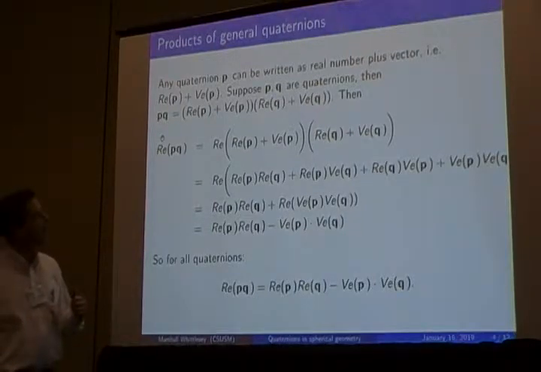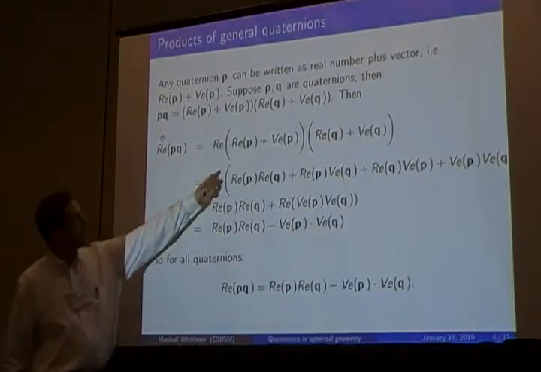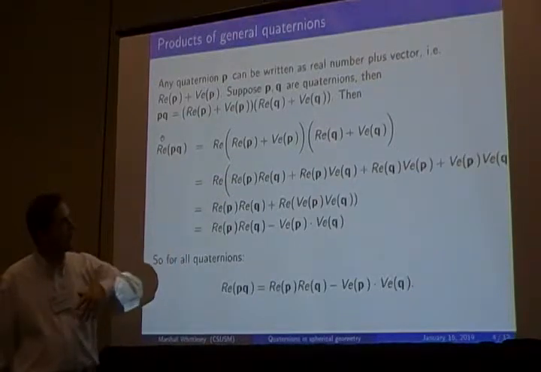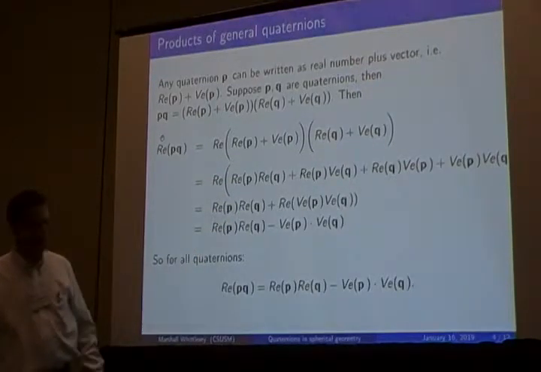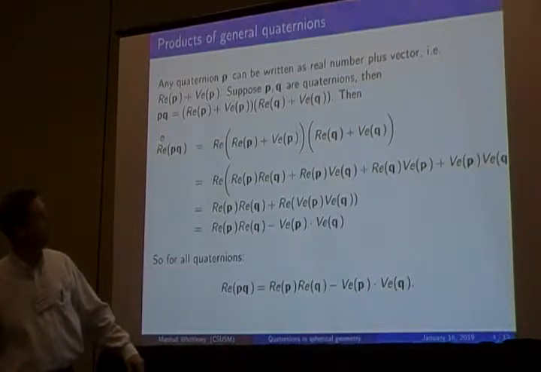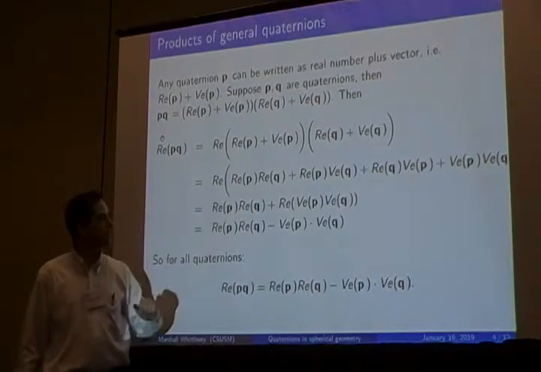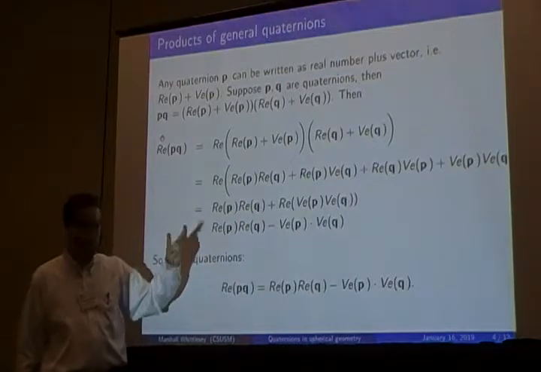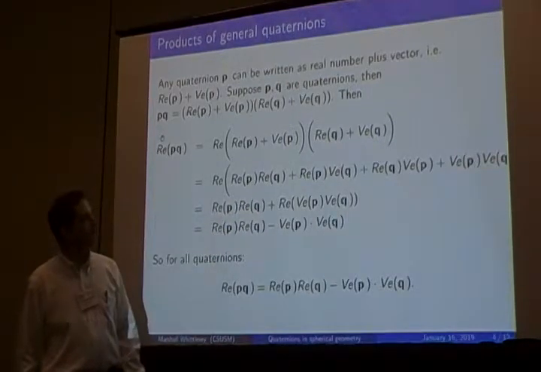Particularly, I'm going to focus on the real part of a product of two quaternions. So I have real plus vector, I just FOIL it out, and I have four terms which kind of ran off the page there. But let's see what happens when we take the real part of this. The first two terms are the product of two real numbers. Of course, that's real, so that's just part of the real part.